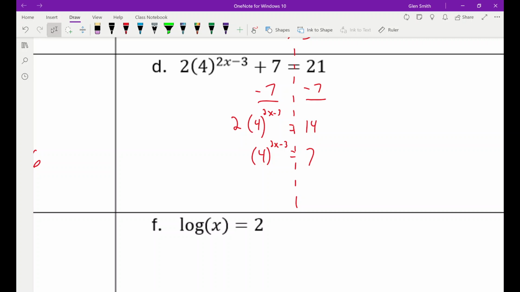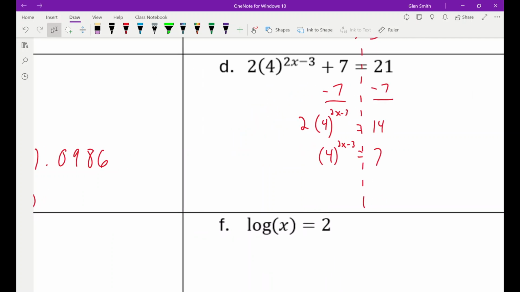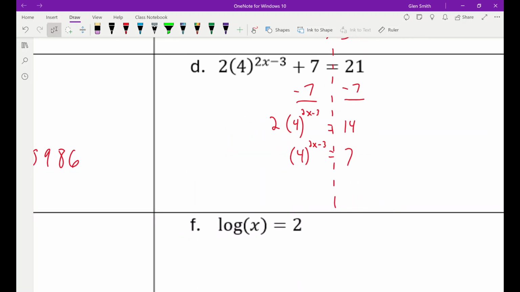Now, because 4, unlike the last, well, A and B, I guess, we can't get 4 to a power to equal 7, because 4 to the first is 4, 4 to the second is 8. I don't know what 4 to a power is going to give me 7. 4 to the second is not 8. 4 to the second is 16. There we go. Okay, so I can use logs to do this.